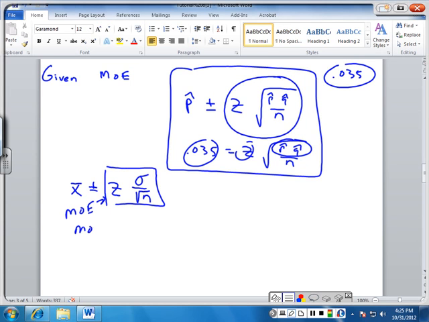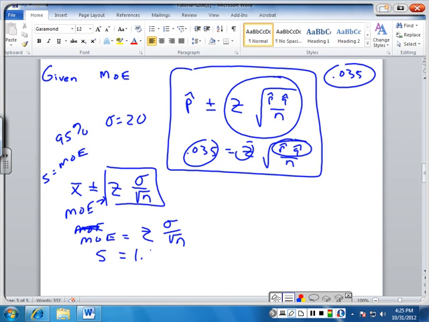Let's say that we wanted a margin of error of 5. That would have to be given. And we want 95% confidence, and we have some estimate of the population standard deviation, let's say 20. I'm just making something up there. So we would have MOE equal to Z sigma divided by the square root of n. Our MOE is 5. For 95% confidence, Z is going to be 1.96. Standard deviation of 20 divided by the square root of n. Then we'll just solve for n.